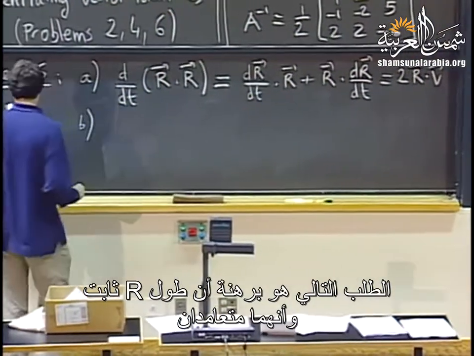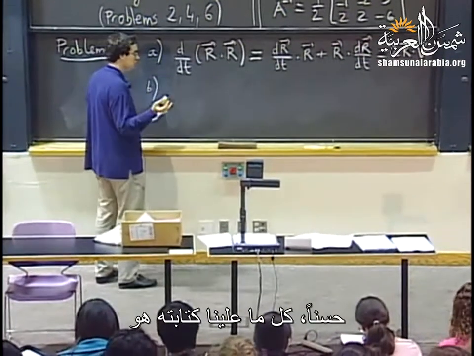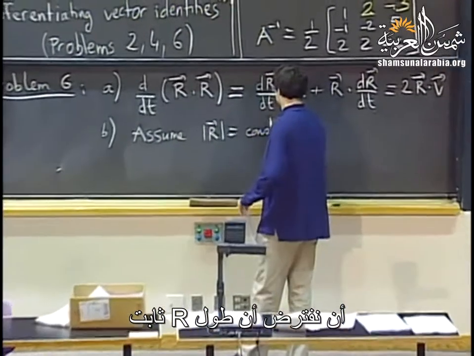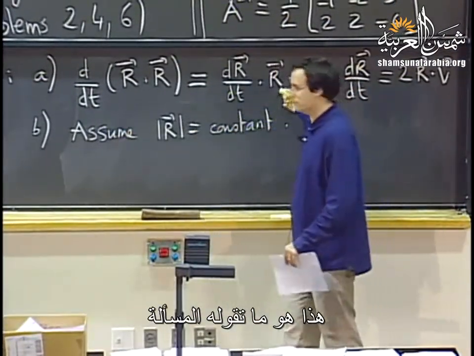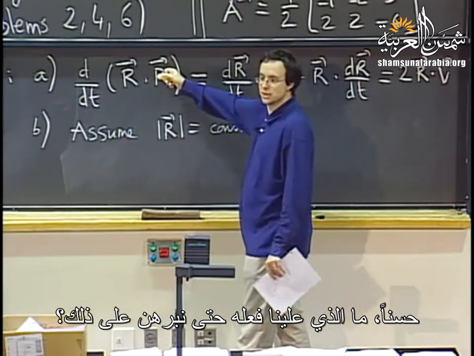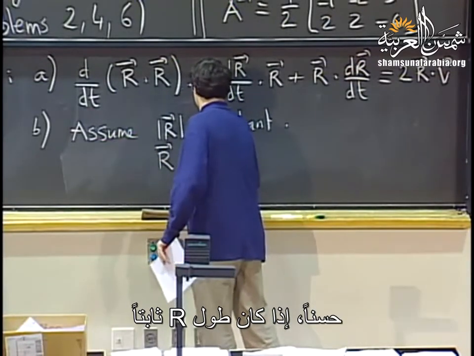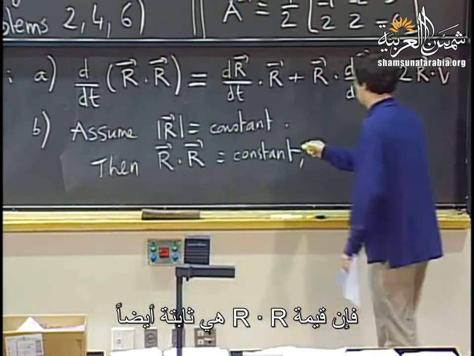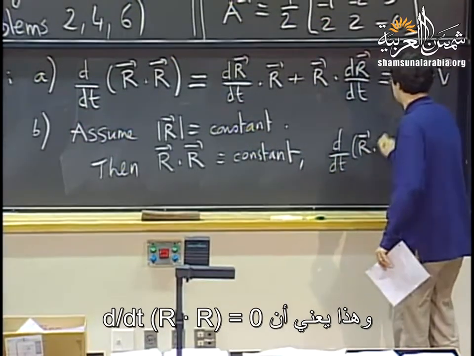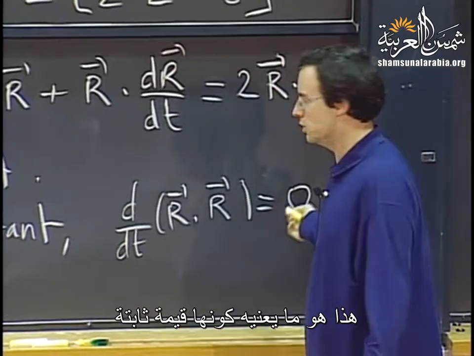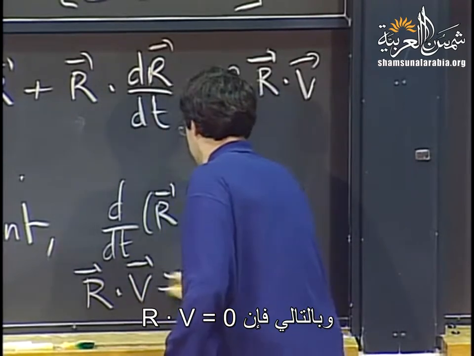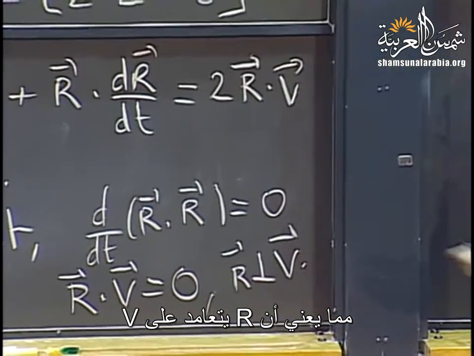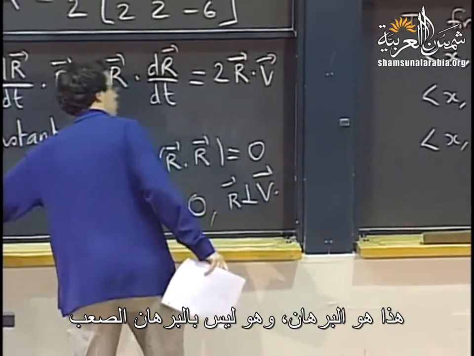Now it says, show that if r has constant length, then r and v are perpendicular. So all you need to write, basically, is we assume the length of r is constant. That's what it says. Well, if r is constant in length, then r dot r is also constant. And so that means d/dt of r dot r is 0. That's what it means to be constant. And so that means r dot v is 0, which means r is perpendicular to v. That's a proof. It's not a scary proof.